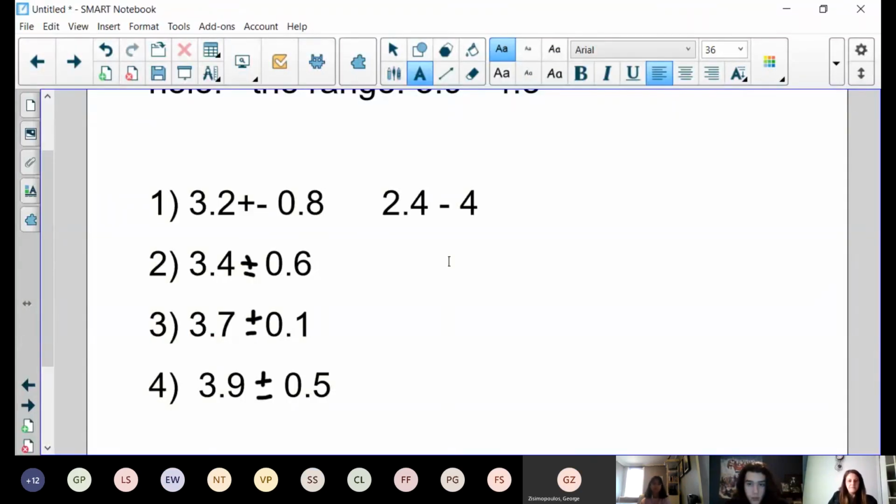So, Sharos, can you find the range? 3.4, give or take 0.6. What's the smallest dimension? 2.8. Yeah, 3.4 minus 0.6. And what's the largest? 4. Yes, 4. Okay, who's next?